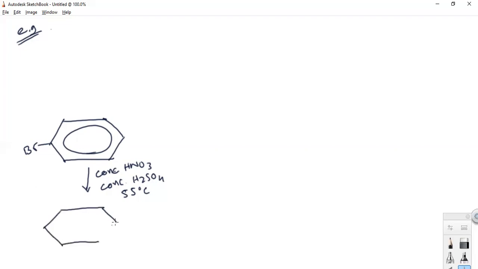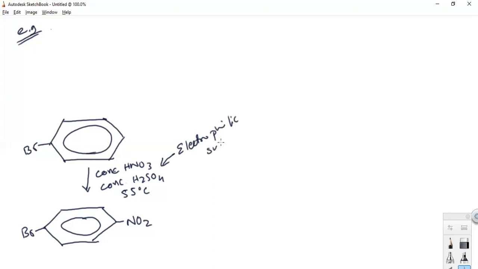So what is happening here? It is nitration of benzene. This is the benzene ring, and there will be our nitro group, and this is the bromine. This is the product they have given, as well as this part, that after adding these conditions, here's the reaction. This is the condition for our electrophilic substitution, isn't it?